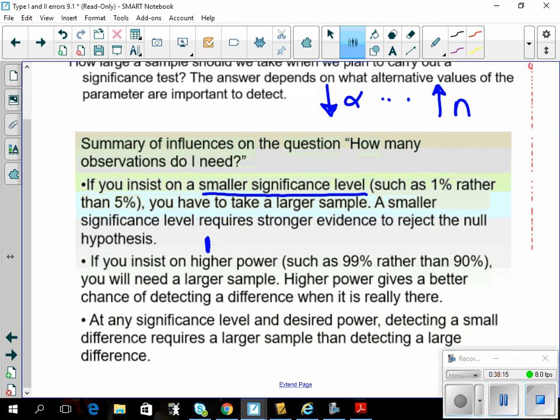So again, higher power, larger sample. I wish there was a symbol for power, but there's not. So larger samples not only increase the power, they allow you to have a smaller significance level. And that's important because you're actually comparing your alpha to your p-value eventually to make the decision. So you want a smaller significance level, okay?